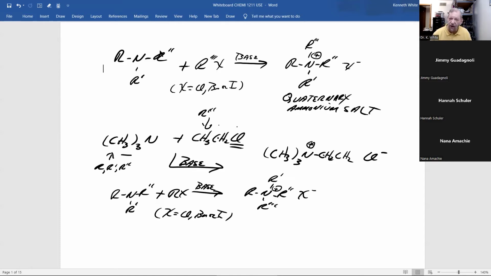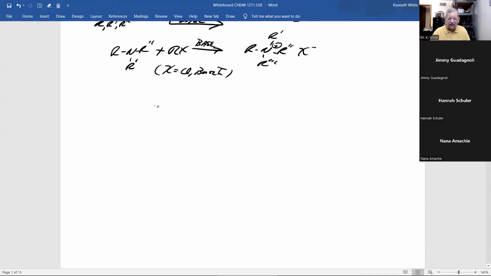Remember, quaternary ammonium salts, not this one, but others, are excellent fabric softeners, and certain ones are antimicrobial compounds. Some of the uses are to clean up nasty things in operating rooms. Notice I don't know biology that well.